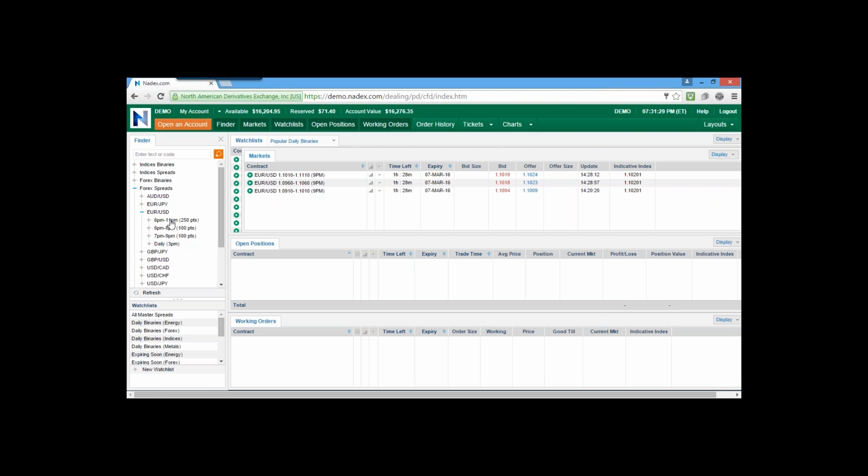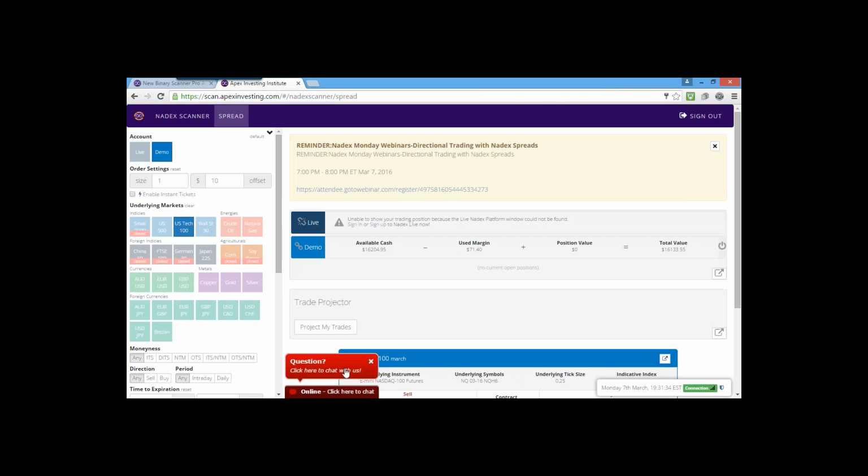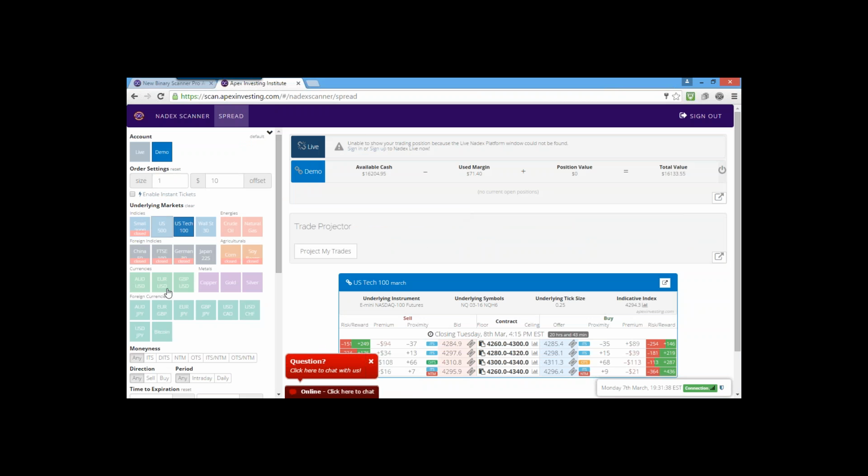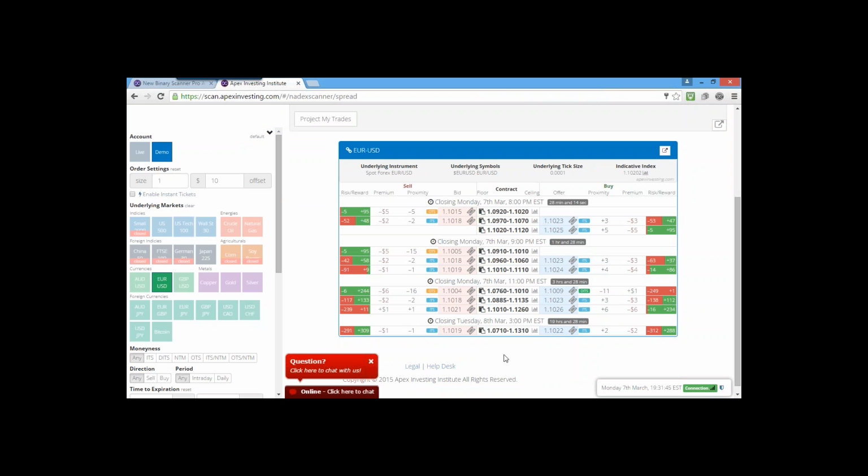Okay, wait a minute. I forgot what 6 to 11. You're going all over the place, right? Back and forth. Well, with the spread scanner, you can pop right over here to the spread scanner, and you can just simply say, okay, I want to trade the euro dollar. You click euro dollar, and it pulls up all the available spreads all on one page.